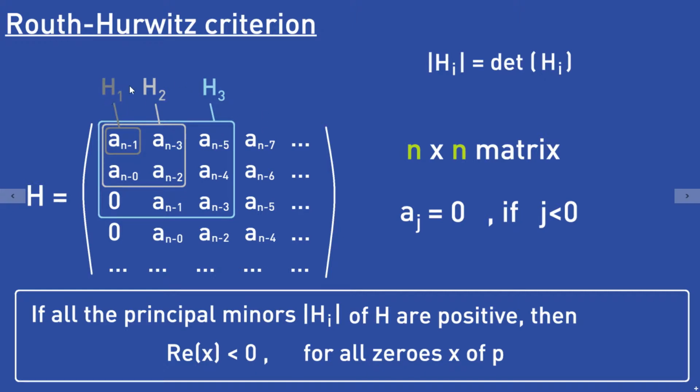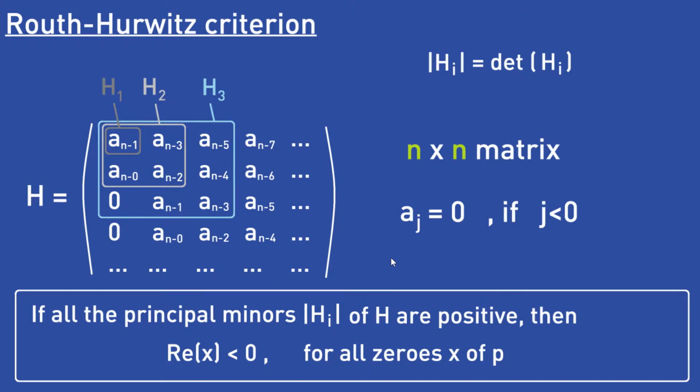So you have to calculate the determinant of all these submatrices here that are situated in the northwest of the matrix. These are the principal minors, and if these principal minors are positive, then the real parts of the zeros are negative. This is what the Routh-Hurwitz criterion tells you. So, in the case of an n times n matrix H, you have exactly n principal minors.